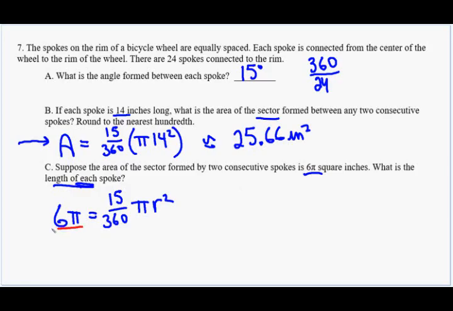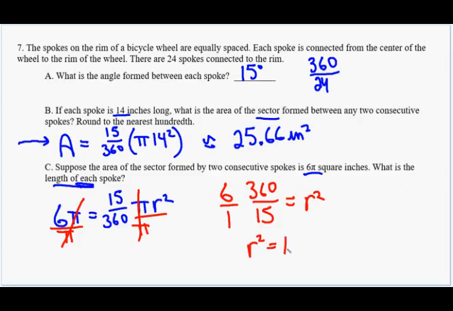Well, we can very quickly begin by dividing both sides by pi, so that's gone. Now I'm going to divide 6 by 15 over 360, or we could multiply by the reciprocal, 360 over 15. And that's going to equal r squared. So if we work that out, we're going to get r squared equals 144. And that's perfect because if we square root the left side, we'll get r equals. If we square root the right side, we'll get 12. Now the spokes are 12 inches long.